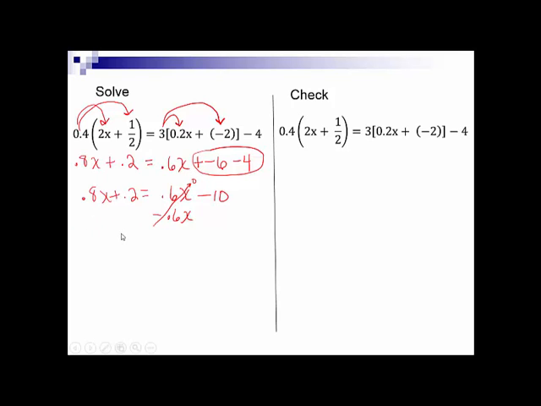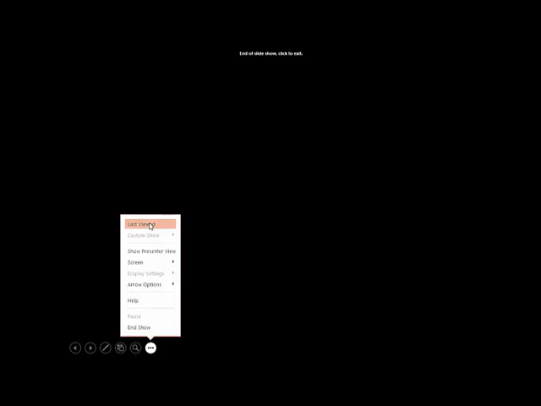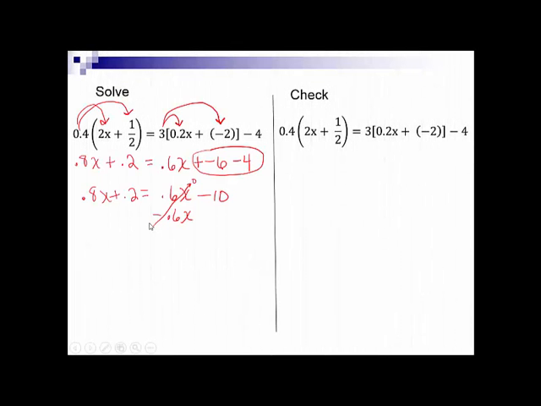If I zero out that 0.6x on the right, I need to also subtract 0.6x on the left. You have to always make sure you are keeping that equality. So whatever you do to the right-hand side of the equal sign, you also do to the left. 0.8x minus 0.6x is 0.2x plus 0.2 equals, only thing I'm left with here is a negative 10.